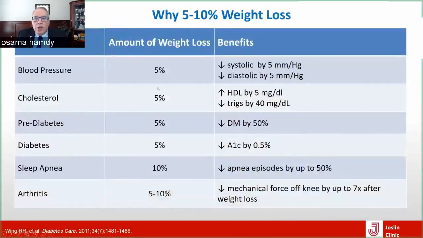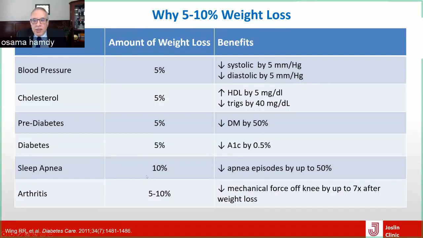So let us now quickly show you what will happen with every parameter that you can see in relation to weight loss. Blood pressure: just 5% weight loss will reduce systolic and diastolic blood pressure by 5 millimeters of mercury each. 5% weight loss will increase HDL by 5 milligrams per deciliter and reduce triglycerides by 40. If someone has pre-diabetes, 5% weight loss can reduce the chance of developing diabetes by around 50%. If someone has diabetes and 5% weight loss occurs, it will reduce A1C by 0.5%.